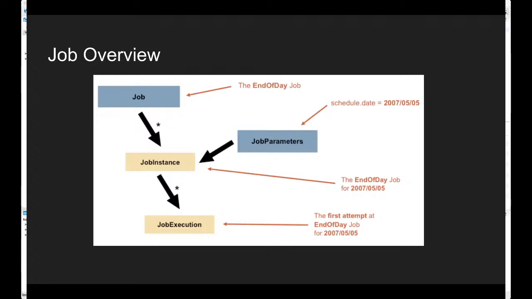Now what is the difference between these two? In case this job execution failed due to any reason, then there would be another job execution, right? We are talking about the same job, end of the day of this date, but as the first attempt failed, there could be another job execution of the same job instance.